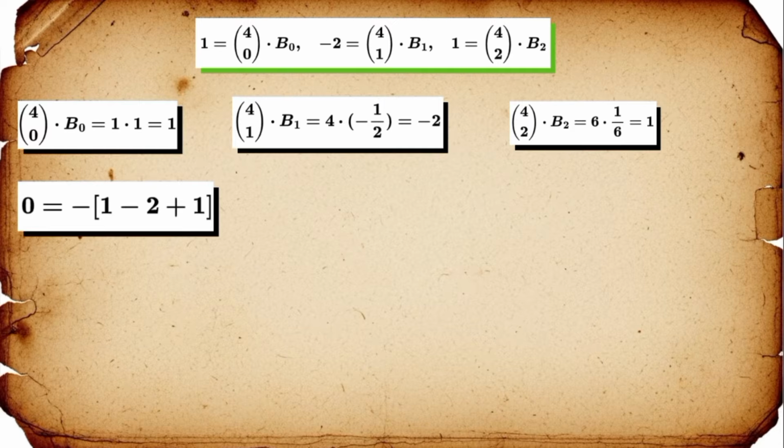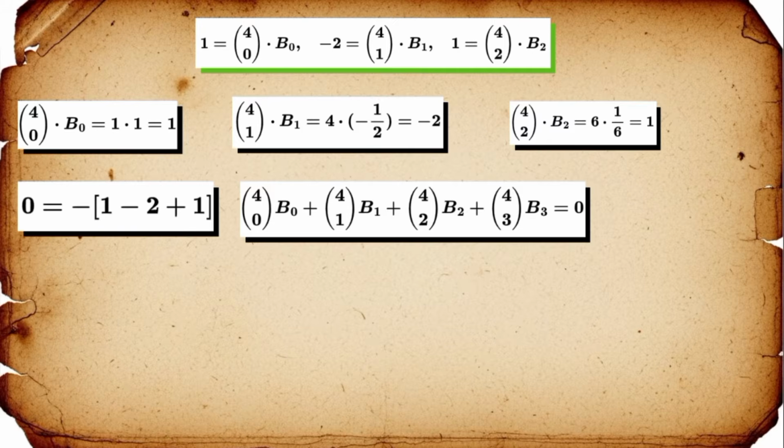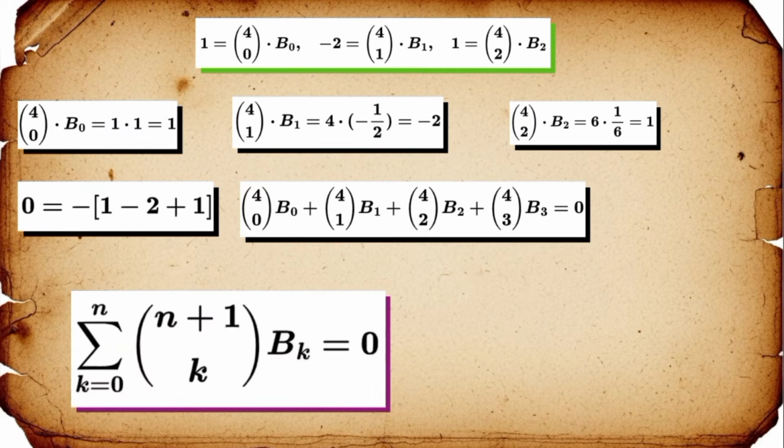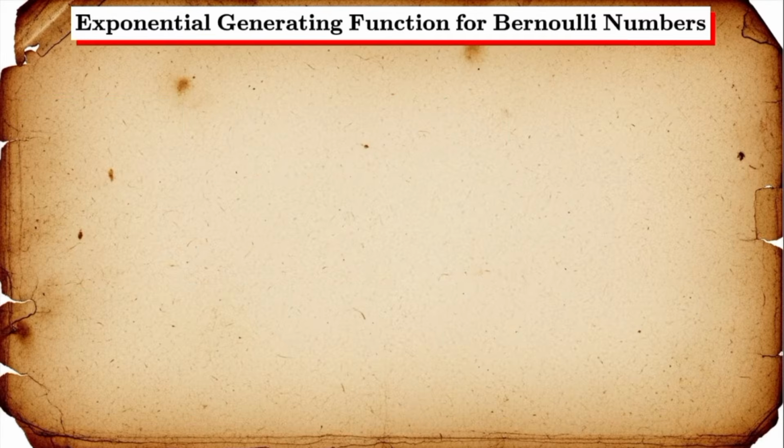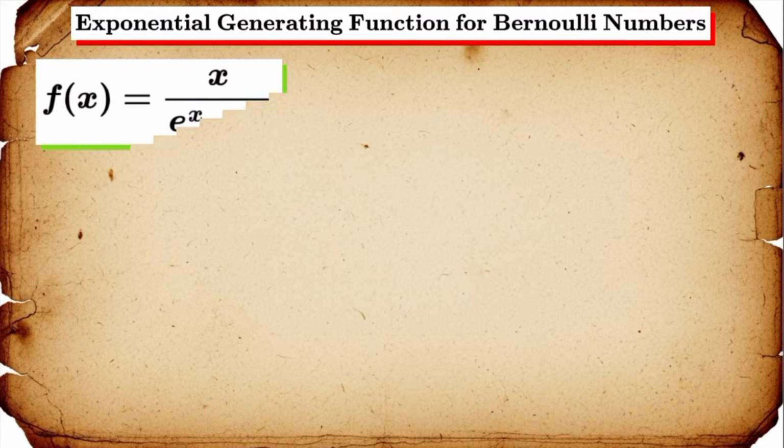Distributing the negative sign and moving everything to the left side, we get the identity displayed on screen. This is a specific case of the general identity we need, which is shown here. For n equals 3, this is the sum from k equals 0 to 3 of 4 choose k times b sub k equals 0, which we have just verified. Our goal is to show that the Bernoulli numbers are the coefficients in the Maclaurin series of the function f of x equals x over the quantity e to the x minus 1. This function is called the exponential generating function for the Bernoulli numbers.